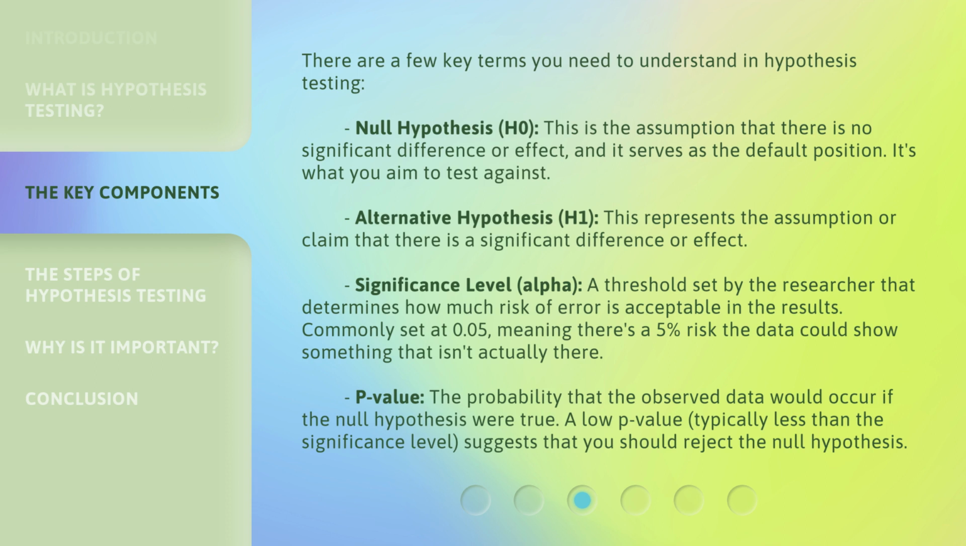Significance level, alpha. A threshold set by the researcher that determines how much risk of error is acceptable in the results. Commonly set at 0.05, meaning there's a 5% risk the data could show something that isn't actually there. P-value. The probability that the observed data would occur if the null hypothesis were true. A low p-value, typically less than the significance level, suggests that you should reject the null hypothesis.